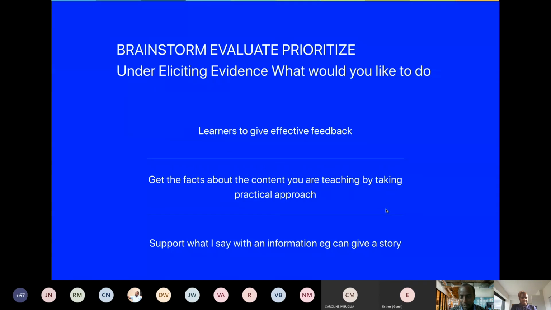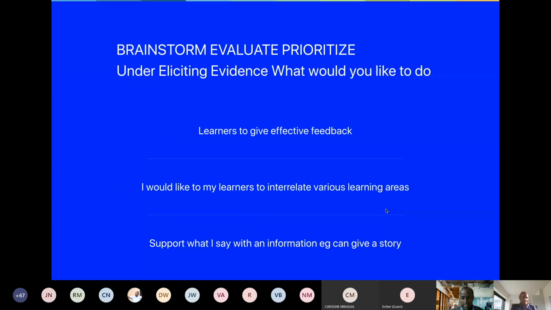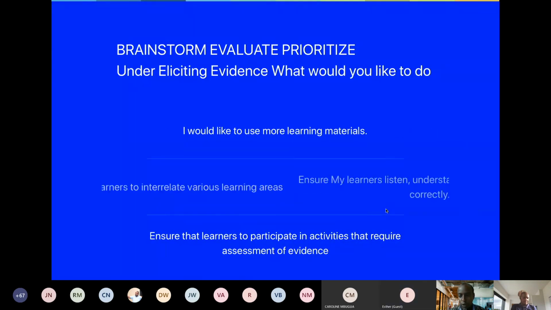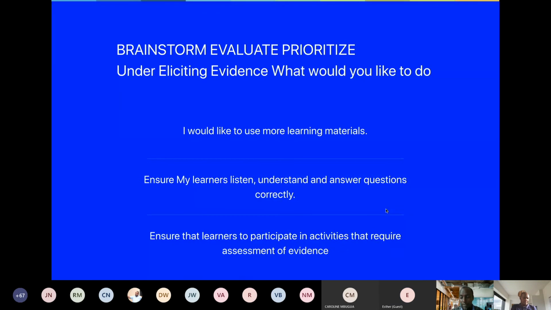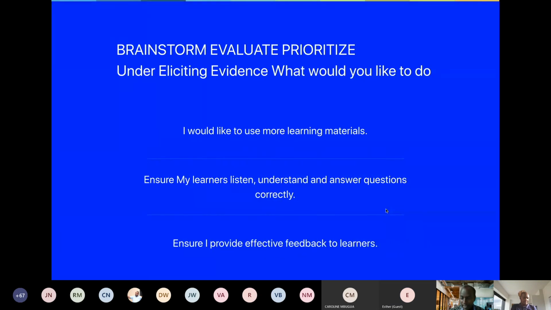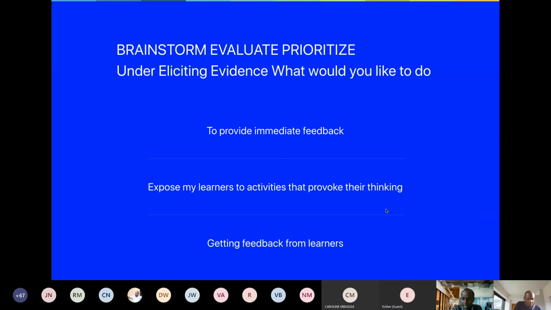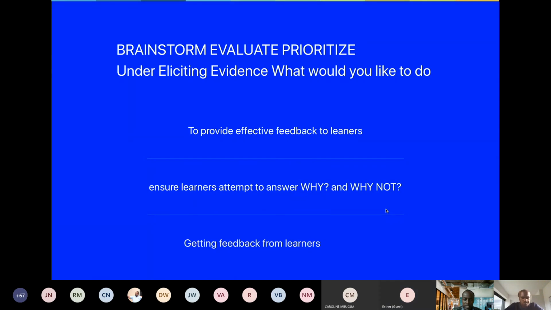Like the one that says, get the facts about content you are teaching, support what I say with information, ensure my learners answer questions by giving a reason, ensure that I involve all learners, I do assessments, get the facts about the content you are teaching by taking a practical approach, support what I say with information, e.g. I can give a story, give learners effective feedback, ensure that my learners participate in activities that require assessment of evidence. So you can keep on adding them.